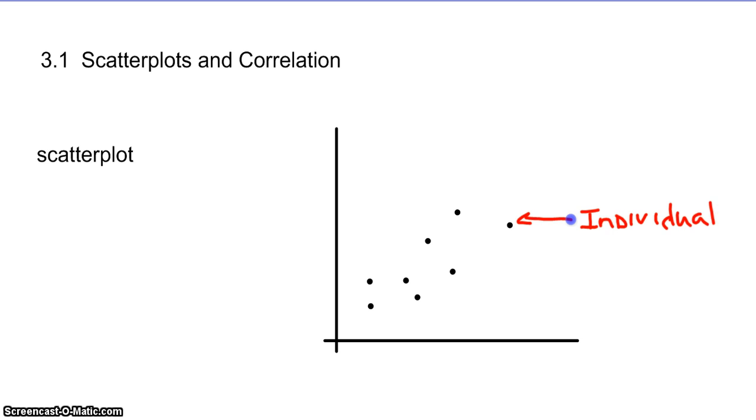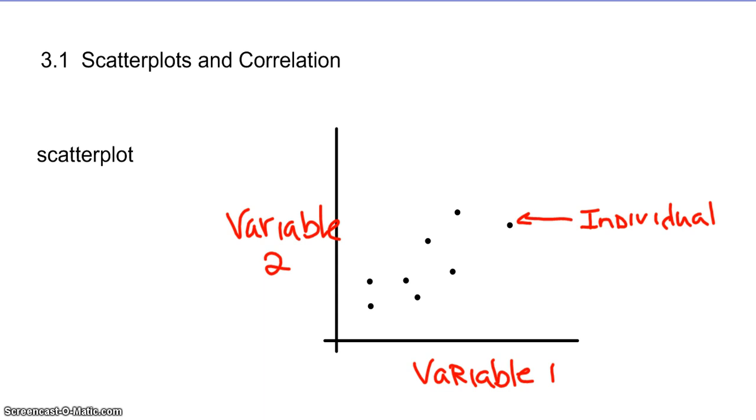Okay, and then there's one variable that we know something about them. And then there's a second variable, and that's how we decide where we're going to put these points. Now obviously these variables have to be quantitative. We can't use categorical data when we're putting together a scatter plot.